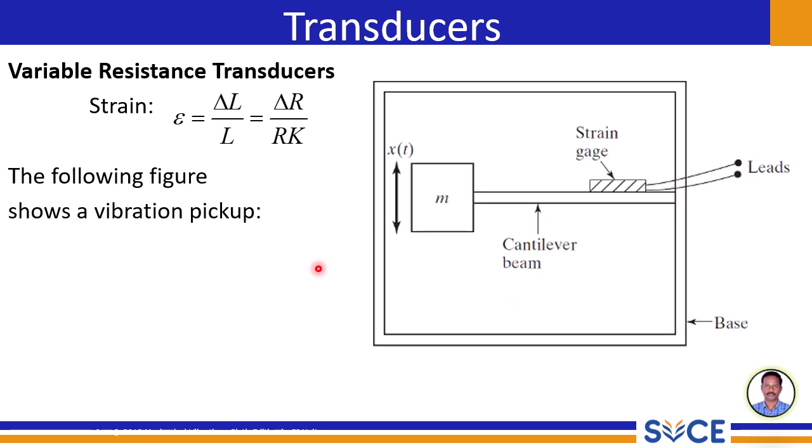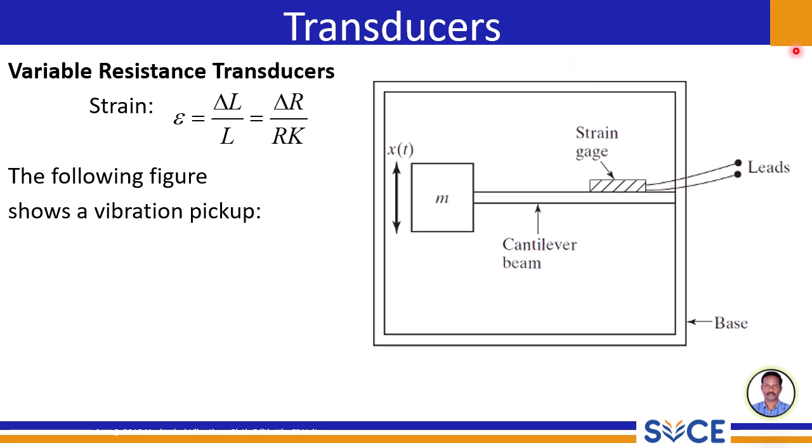Continuing our discussion of variable resistance transducers, in this slide we are going to see how strain gauges can be utilized in a practical vibrational pickup setup. Here we see the fundamental relationship we discussed earlier, now rearranged to directly solve for strain, that is, del L by L equal to change in resistance divided by initial resistance, into K, the gauge factor.